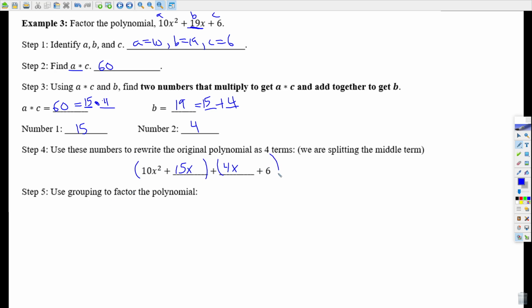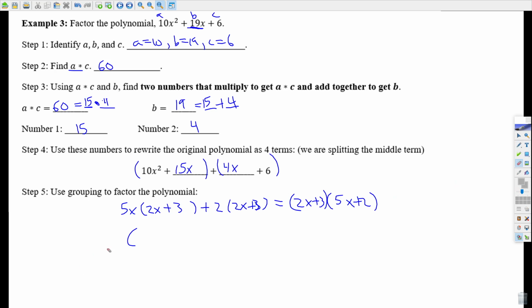Go through this a little quicker here. So to group these together, we can take out a 5x, and we're left with 2x plus 3, plus take out a 2 here between those two, another 2x plus 3, perfect. Now that we have them the same, our answer would be 2x plus 3 and 5x plus 2.